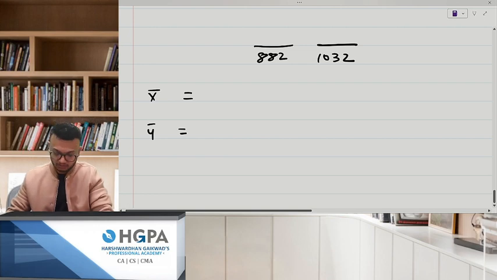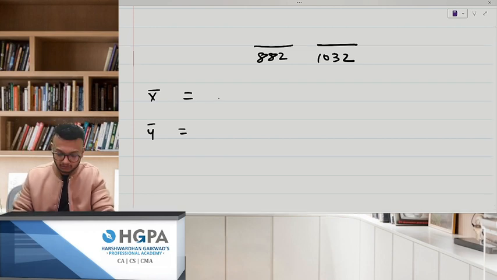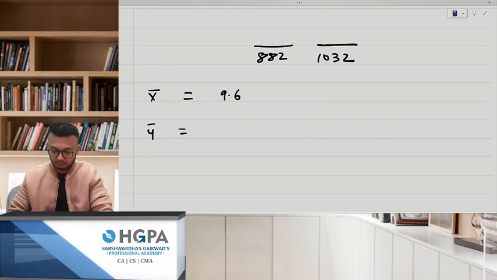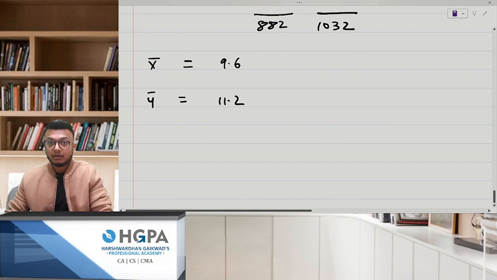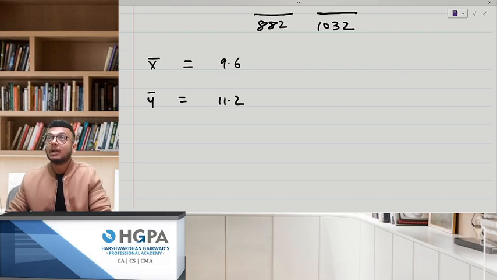How much? 9.6 and 11.2. Sujita, you got it? Anushka? Vidhi, you have got it. Vivek, your answer is right. Apurva is still doing. If you are done with this, now put it in the formula and give me an answer fast.